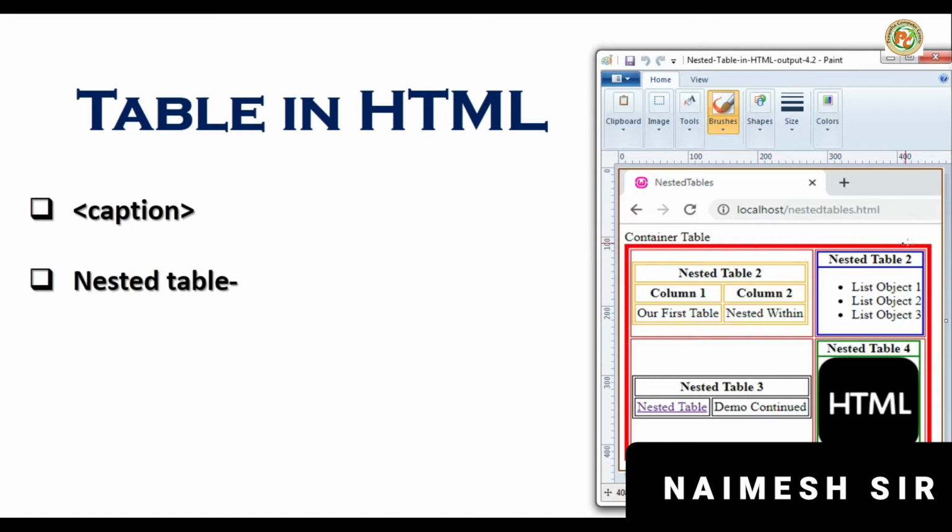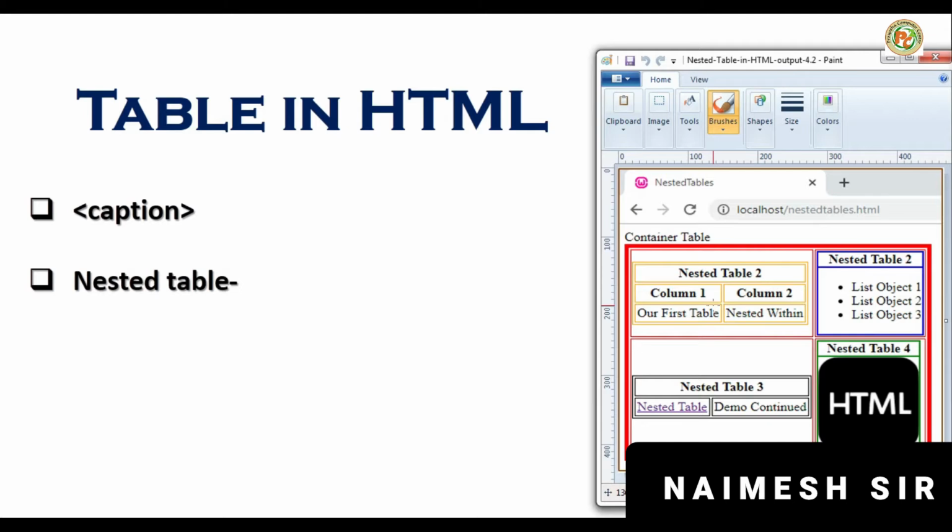Here we can see one table with 2 columns and 2 rows, but in the first row and column there is another table inside, with 3 rows and 2 columns. Similarly, here you can see another table with only 2 rows and 1 column. Similarly, here you can see 2 rows and 2 columns, and here 1 column and 1 row. So there are 4 tables inside one table. This is called a nested table, because it is a table inside a table.